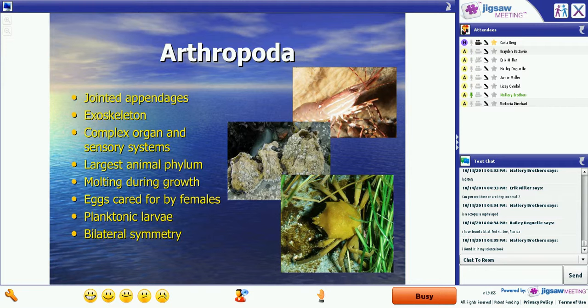Jointed appendages, exoskeleton, complex organ and sensory system, largest animal phylum, molting during growth, eggs cared for by females, planktonic larvae, bilateral symmetry.